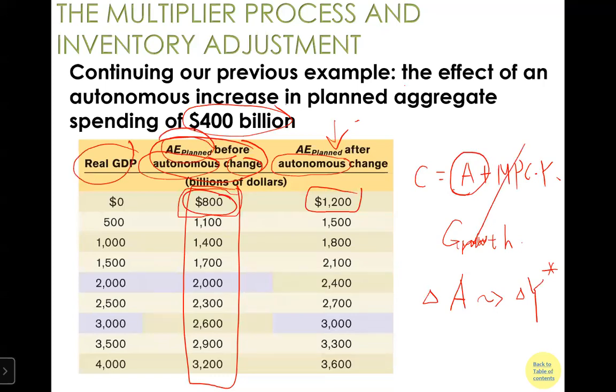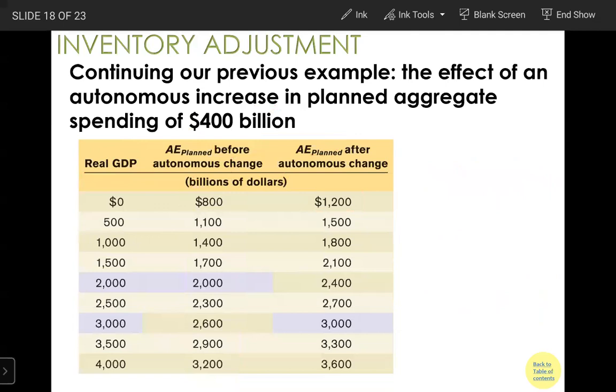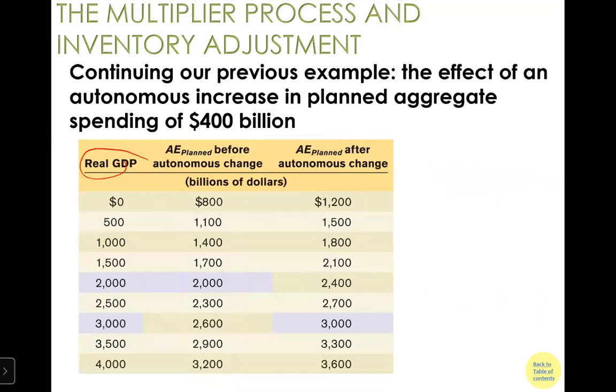Let me erase everything. Before the change or after the change, we are going to look at the row where real GDP equals aggregate expenditure. Before the change, that's given by this row, and after the change, that's given by this row. Now we are going to look at the first and third columns, and you can see a 400 increase.